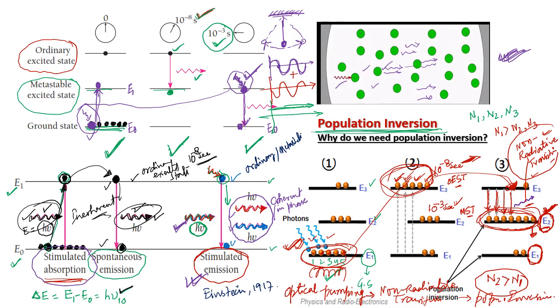In the next slide we'll discuss why we need the population inversion, and many other things: what a 3-level laser and a 4-level laser are, and why we need a 3-level laser. So this is for these three transitions: stimulated absorption, spontaneous emission, and stimulated emission, understanding the ground state, metastable state, and ordinary state, and what the population inversion is. Optical pumping is the process by which we achieve the population inversion.